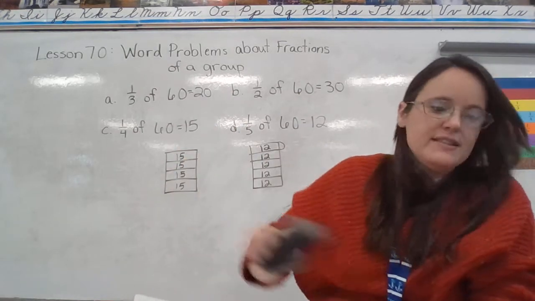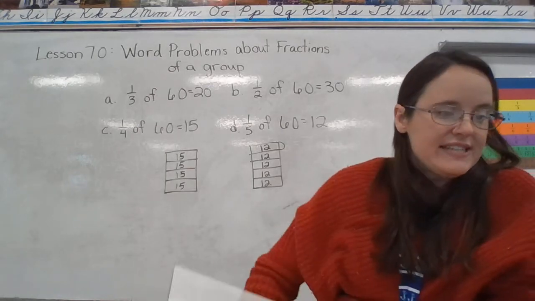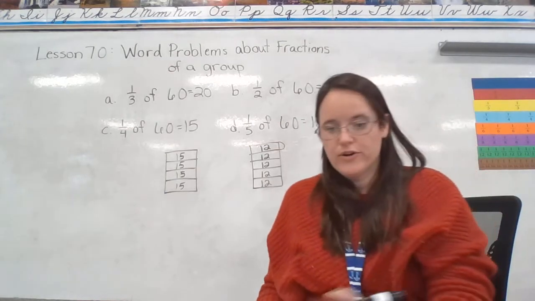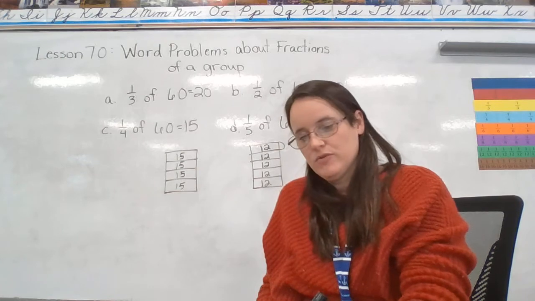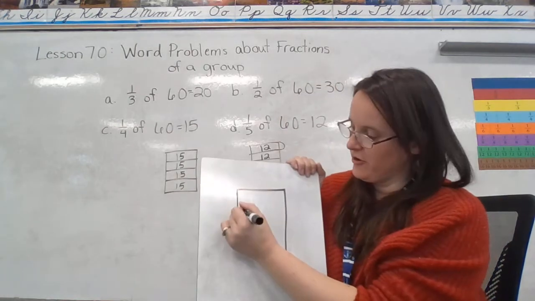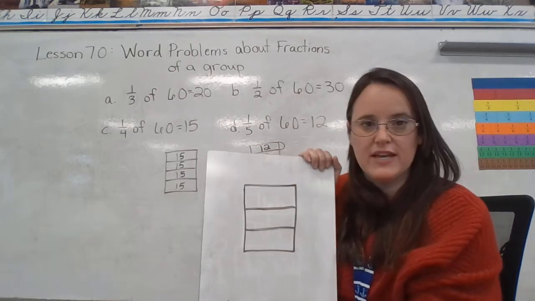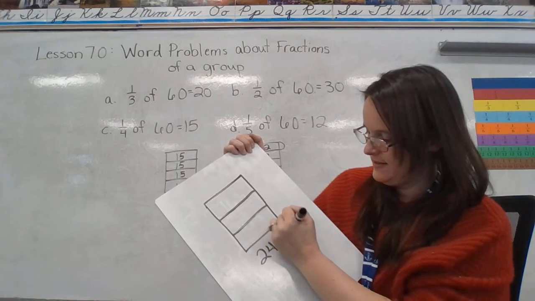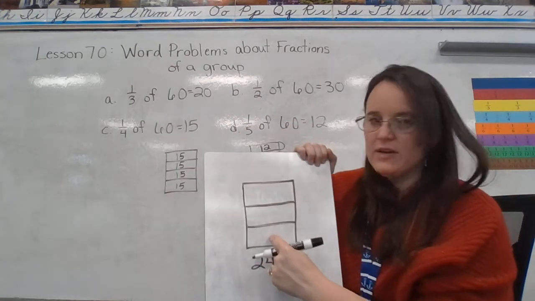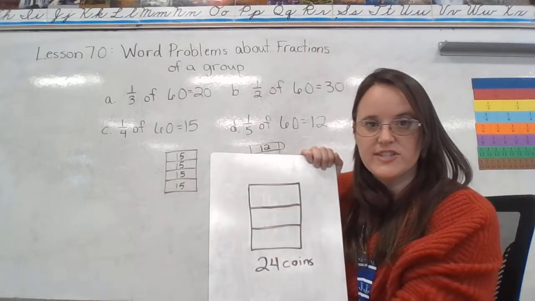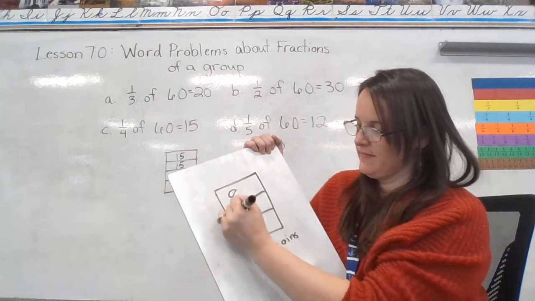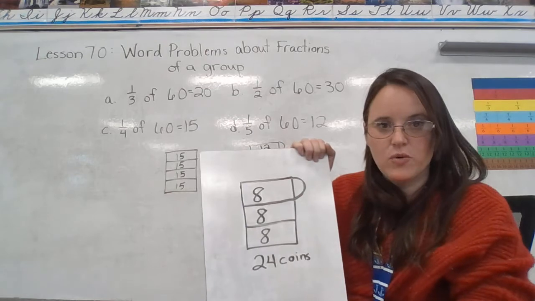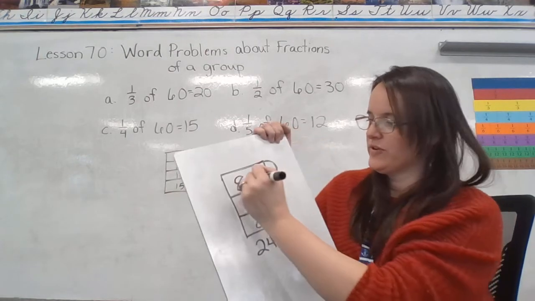And our last lesson practice problem is F. It says 1/3 of the 24 coins were quarters. How many quarters were there? So I draw my diagram. We're talking about thirds. So I want to split it into 3 equal pieces, and there's a total of 24 coins. So in order to get 3 equal pieces, how many coins belong in each section? 1/3 of them were quarters. So how many quarters are there? 8 quarters.